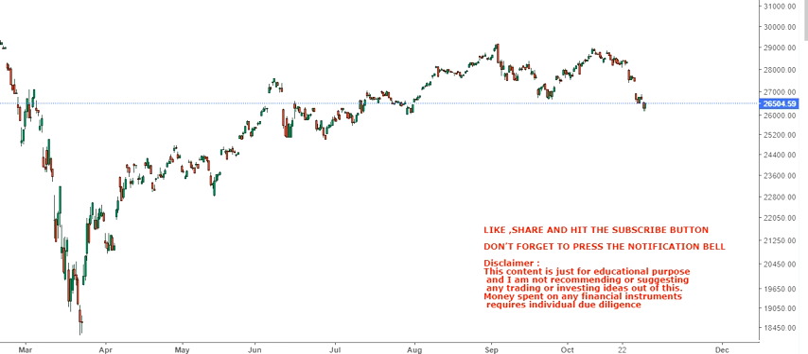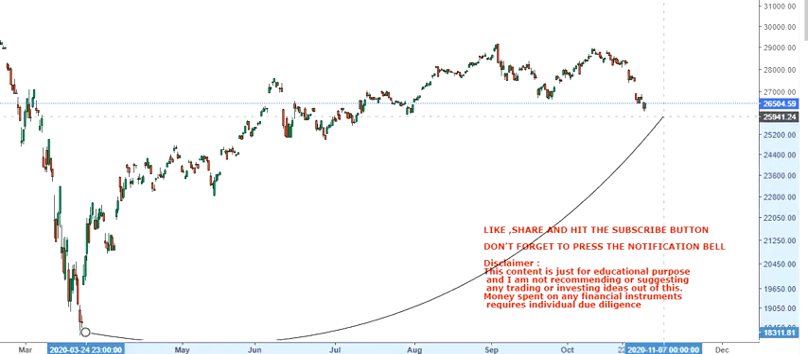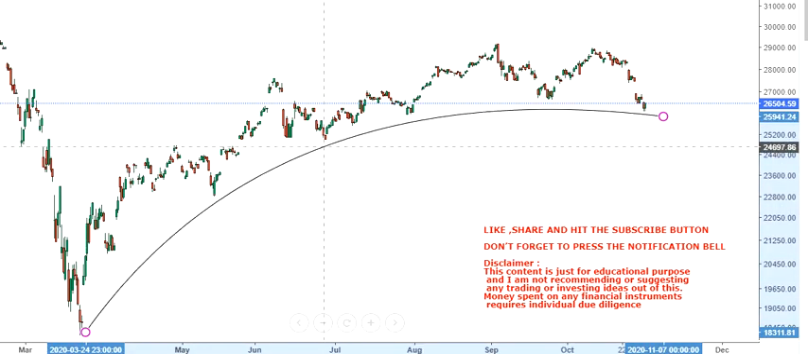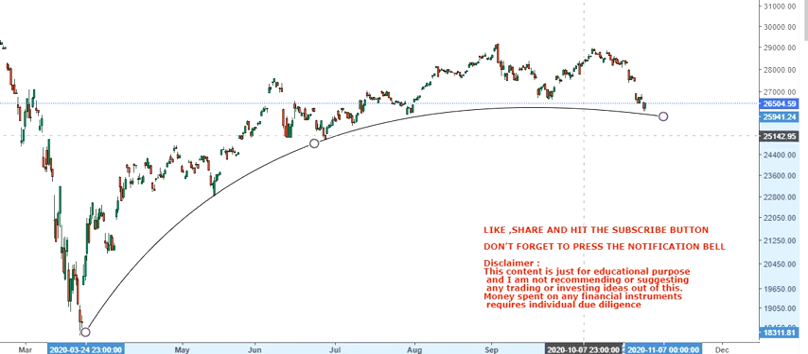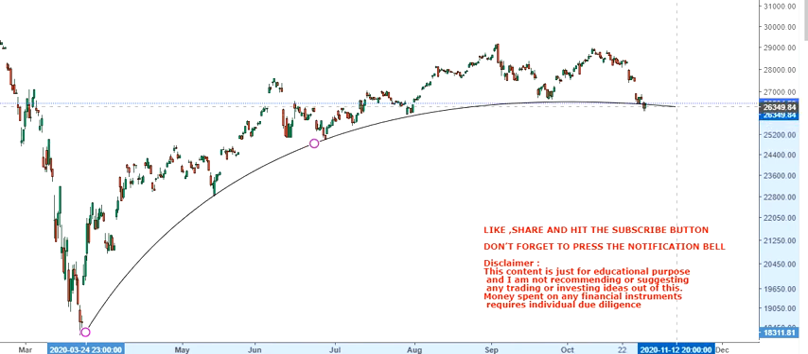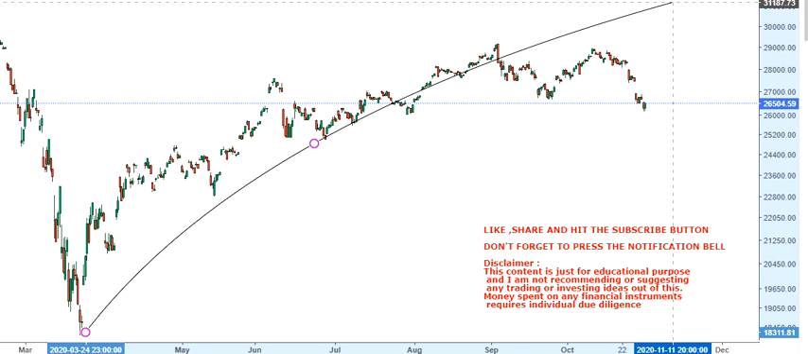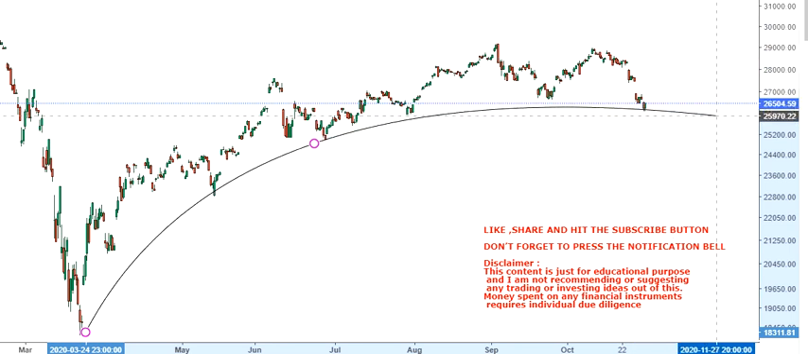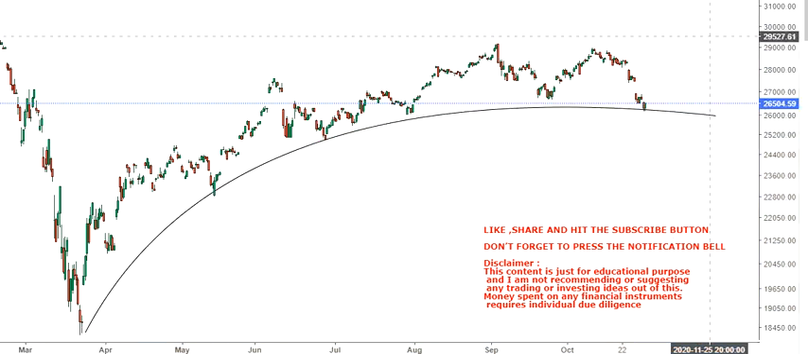Having said that, this is the trend which we are looking at, and if you observe the trend, what we can see here is just that the trend has been tilted. It is not like this, it is something like this. So it has been tilted.